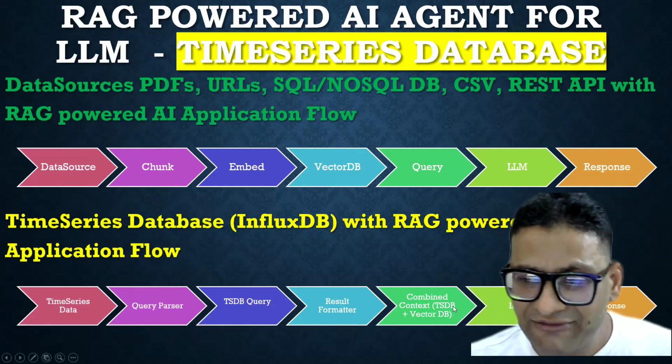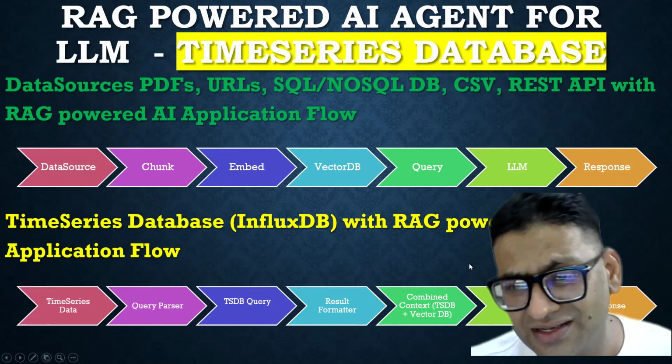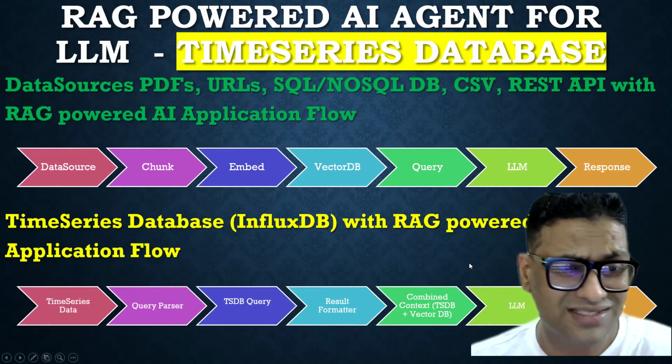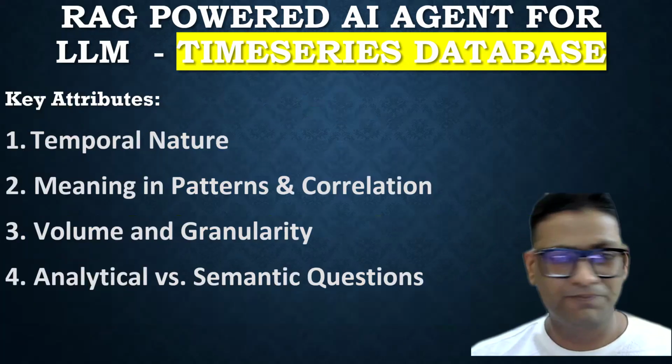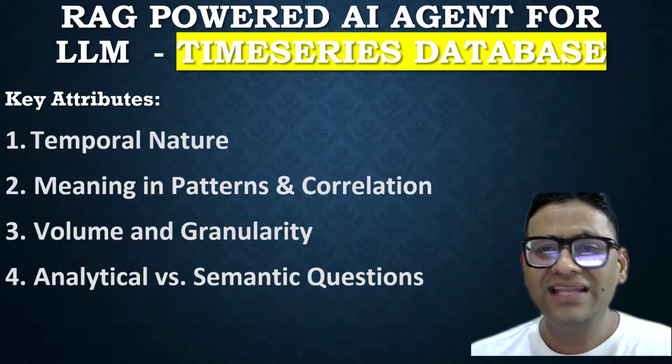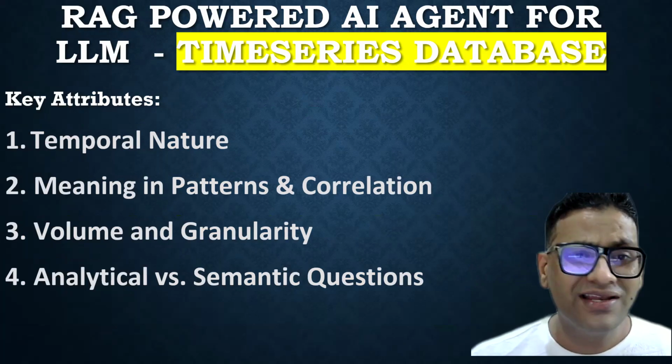So once we have that, then we can just feed it into the LLM, and the LLM is going to provide the response, right? So now you can see with this diagram on this screen, you can understand the major difference, right? Now, what are the main characteristics of the time series data which we store, right? It's temporal in nature. What does it mean?